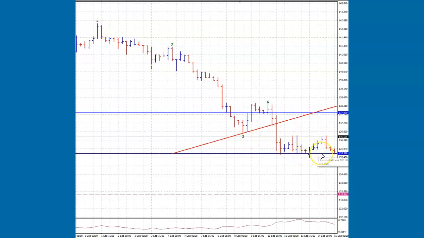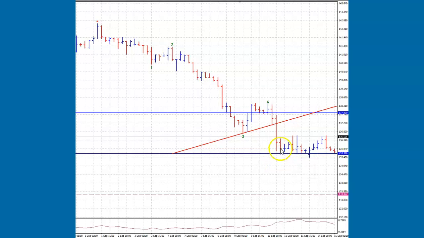Now, what is this level? This level is the 2.618. This is the 500-point move from here. 500-point move from here. Now, this is also a 21 bar low.